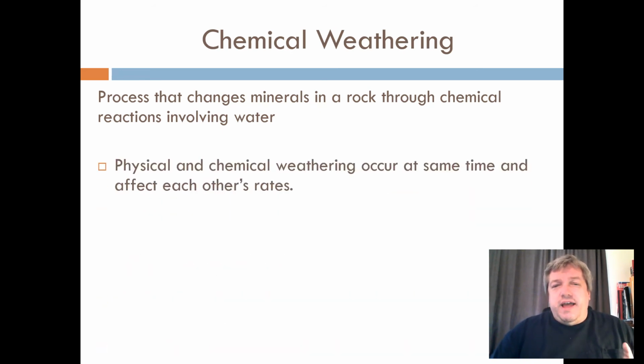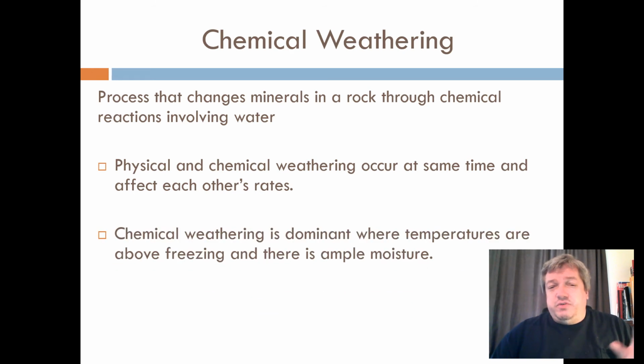Okay? Now, chemical and physical weathering can happen at the same time, and they can either act to speed or slow each other down. They can interact. So, for instance, physical weathering may break a rock apart into smaller pieces, and chemical weathering may make those smaller pieces dissolve faster or slower. It all depends on the situation.